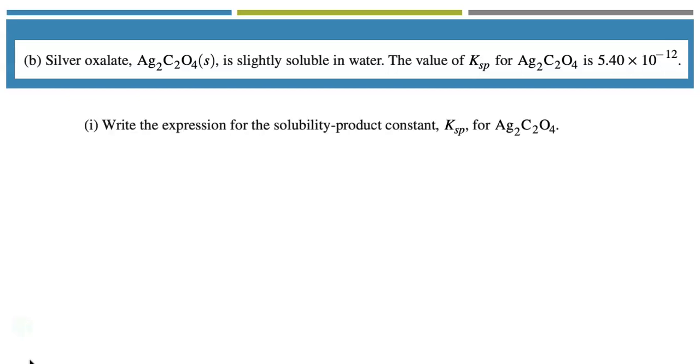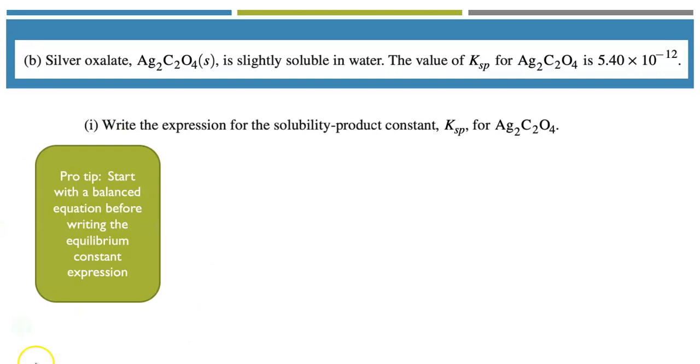Part 1 of Part B says, write the expression for the solubility product, KSP, for silver oxalate. Well, they did give us a KSP value, so it's not so surprising that we're going to write a KSP expression. I find when I need to write out an equilibrium constant of any type, especially for KSP problems, it's really helpful to have that balanced equation first. If you weren't given one, you need to generate it.